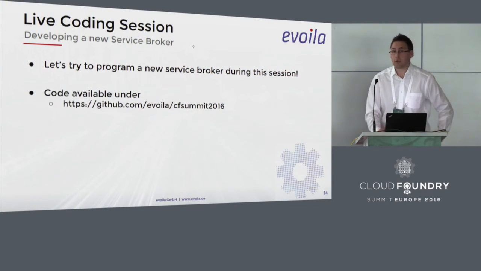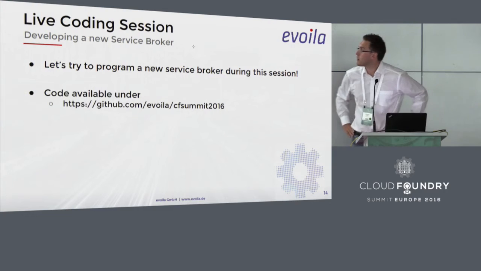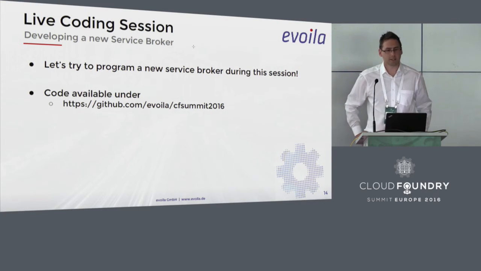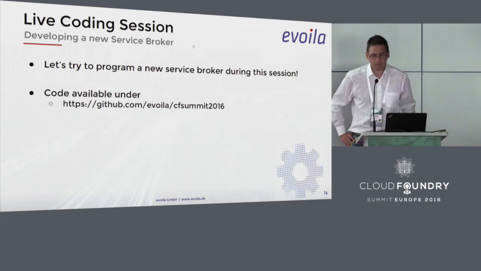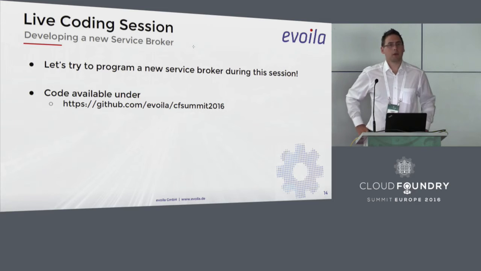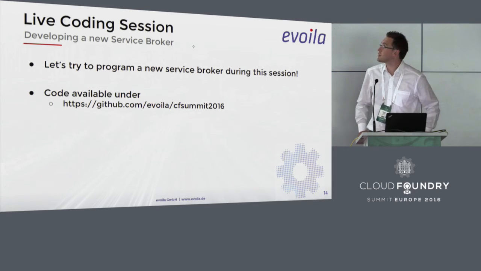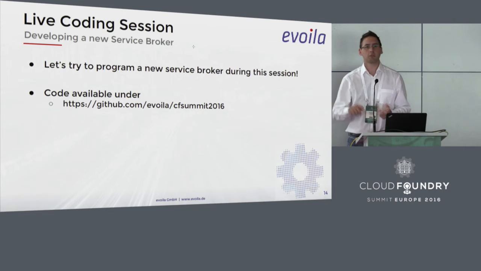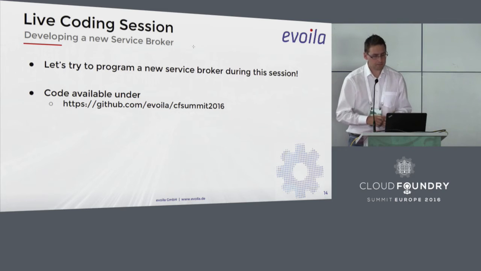If you want to join the coding, you can use the code we presented here on our CF Summit repository. At the evoila GitHub organization, you can also get our other service brokers like MongoDB, Postgres, Redis, RabbitMQ, or others, also with the core parts, the deployment repository parts, and so on.